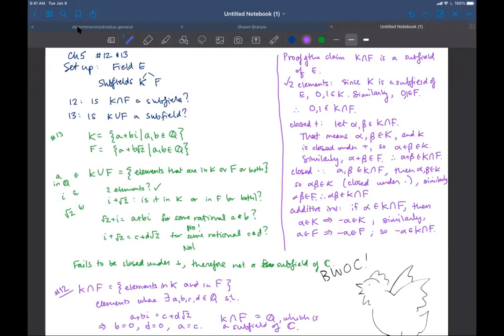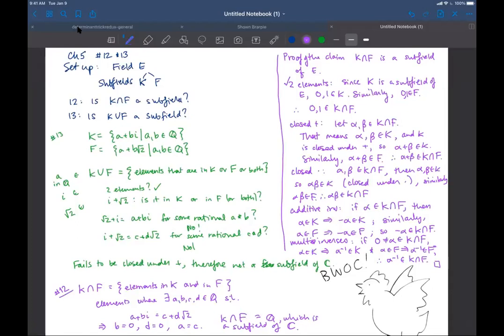And the very last thing is multiplicative inverses for non-zero elements. So if I have a non-zero alpha in K intersect F, alpha in K means that alpha inverse is in K because K is closed under taking multiplicative inverses. And alpha in F means that alpha inverse is in F. So it's still non-zero in F, and F is a subfield. It's closed under taking multiplicative inverses. And therefore, alpha inverse is in K intersect F. And that's the end of our proof.